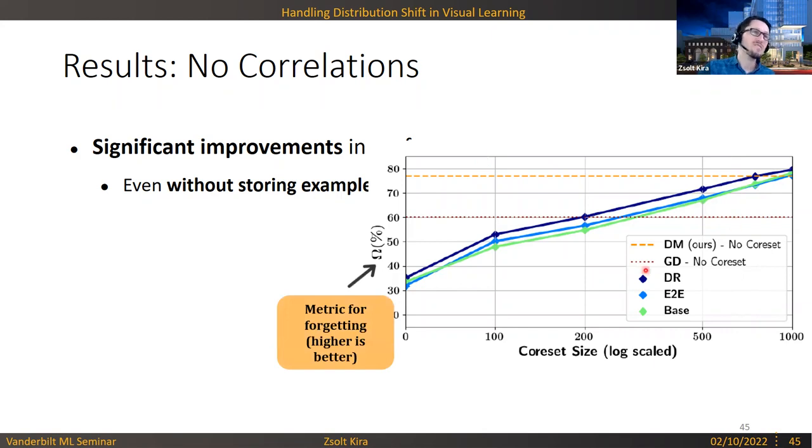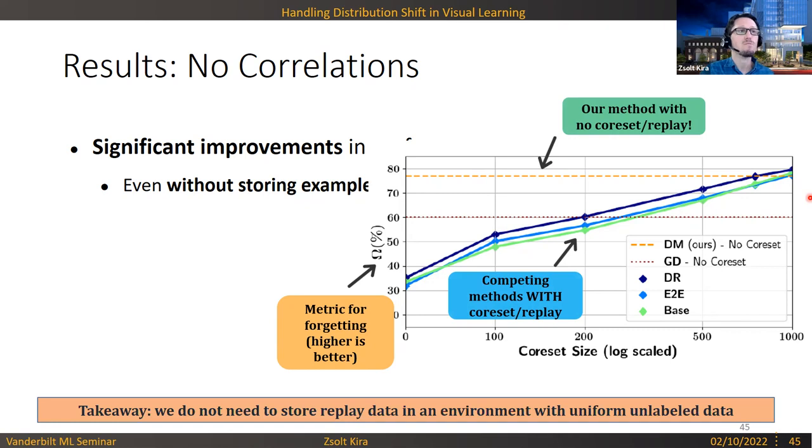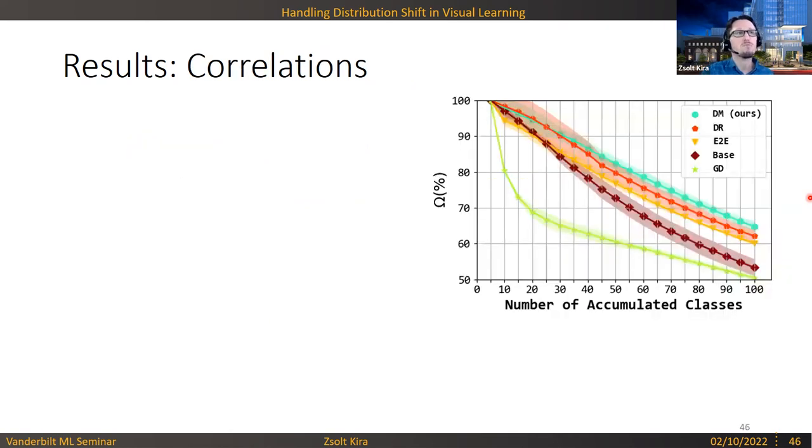And one thing I should have mentioned, sorry, the metric that we're using here is forgetting. Higher is better. I don't have the equation here, but it's a forgetting metric that looks at some comparison with the offline upper bound case. Higher is better here and shows less forgetting. And so again, we're competitive with methods that actually do replay, with no core set or replay, which is quite significant. The takeaway is we don't actually need to store data in this uncorrelated environment.